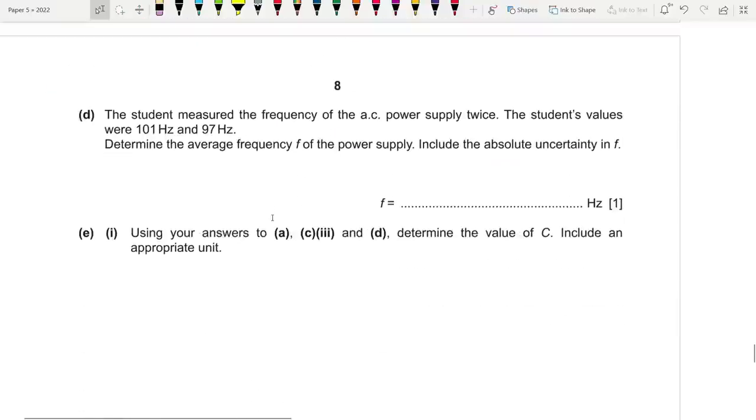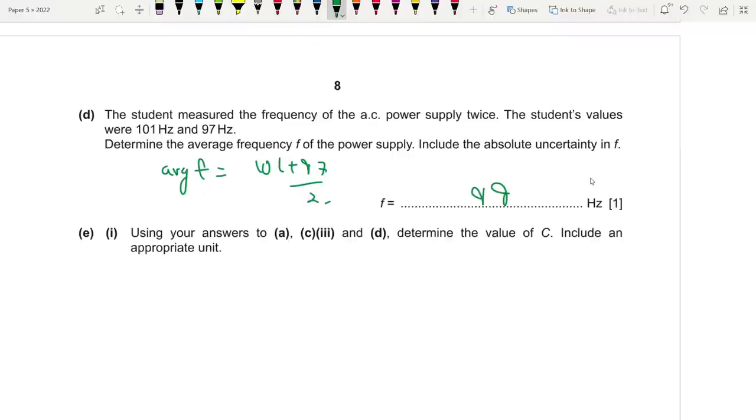The student measured the frequency of the AC power supply twice. The student's values were 101 and 97. Determine the average frequency. Okay, average frequency equals 101 plus 97 by 2. That's 99 hertz. Okay. Using answers to A, C, 3, and D, determine the value of C.